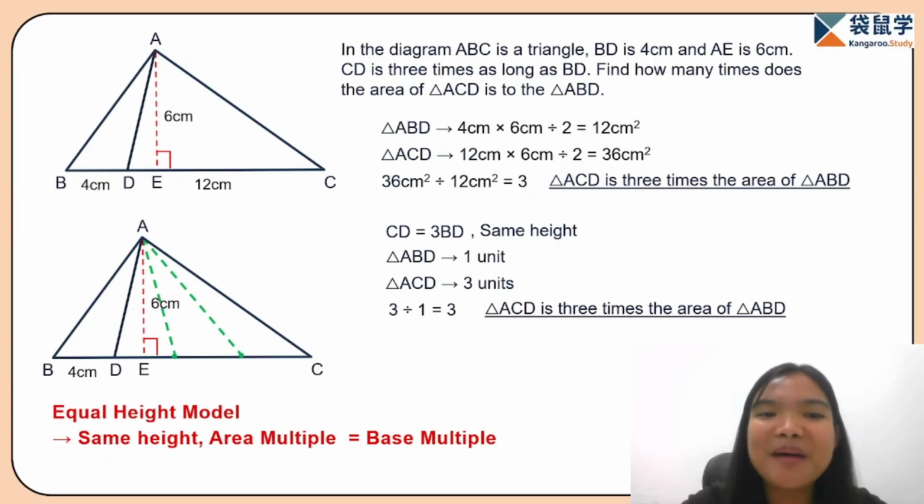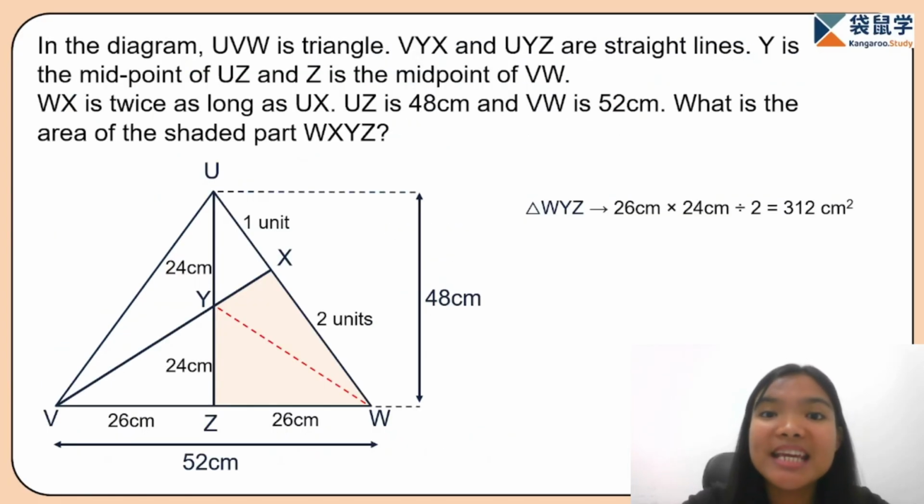Now, going back to the problem, wherein we need to find the area of triangle WYX, which we know that the length is 2 units of UX. So, what information do we need? We need the value of 1 unit. But how? By finding the total of the 3 units or the total area of triangle WUY.